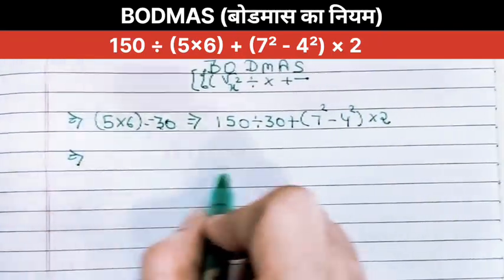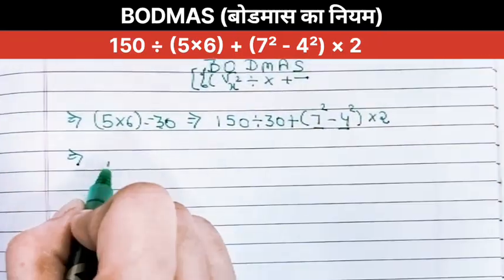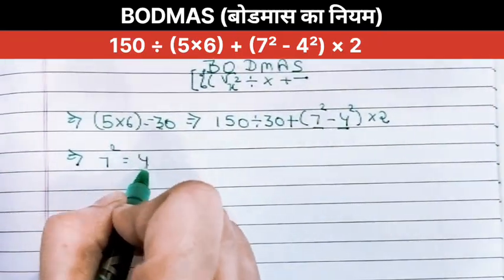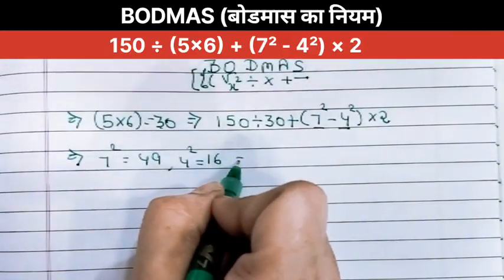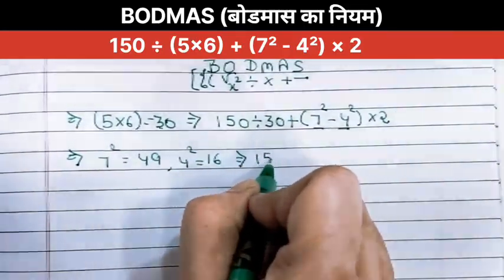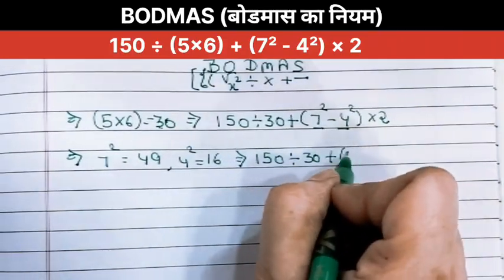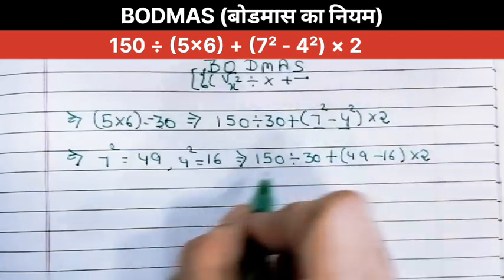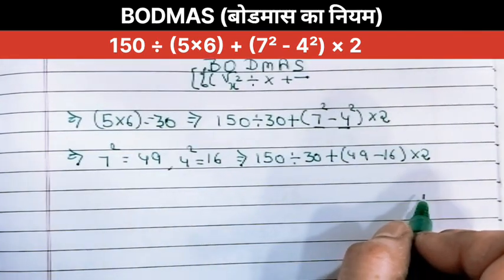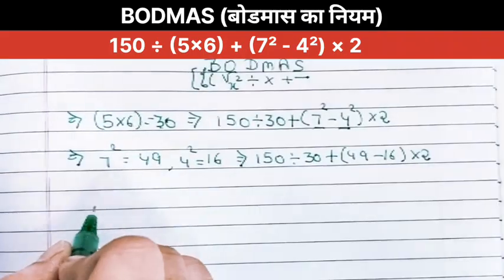Simplify the exponent inside the second set of brackets. So now evaluate 7 squared, which is 49, and 4 squared, which gives you 16. According to this, the new expression becomes 150 divided by 30 plus bracket 49 minus 16 and multiply by 2. According to this step, inside the remaining brackets, the order O rule requires us to evaluate the exponent before subtracting.